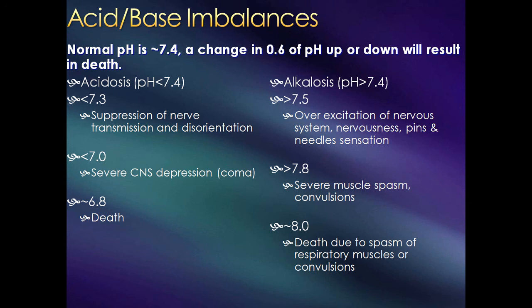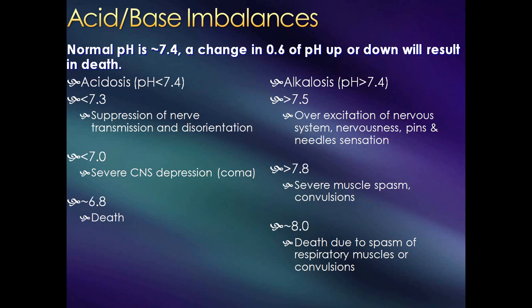On the opposite side of that, if you are alkaline, your pH is typically above 7.5, and in this case it's the opposite that occurs. You get overexcitation of the central nervous system. You get twitches, nervousness, pins and needle sensations and things of that nature. If it gets too high, close to 7.8, we end up seeing muscle spasms and convulsions taking place.